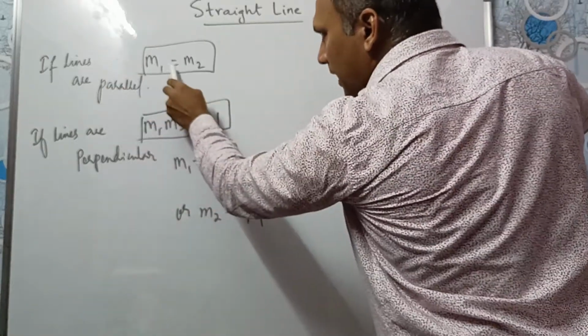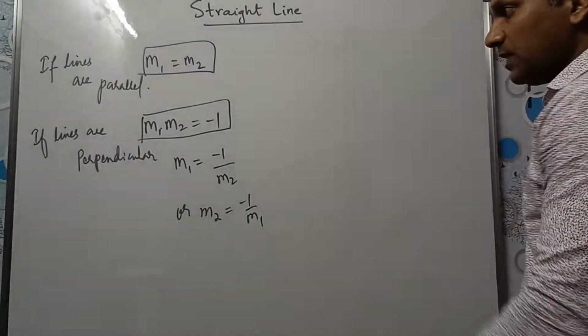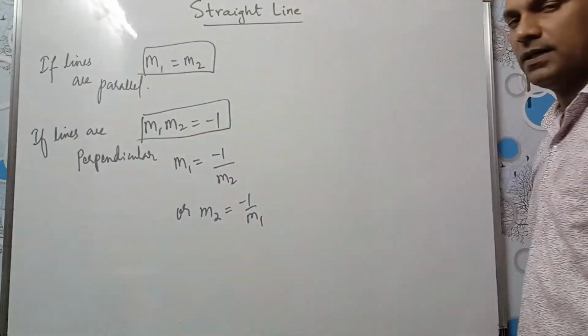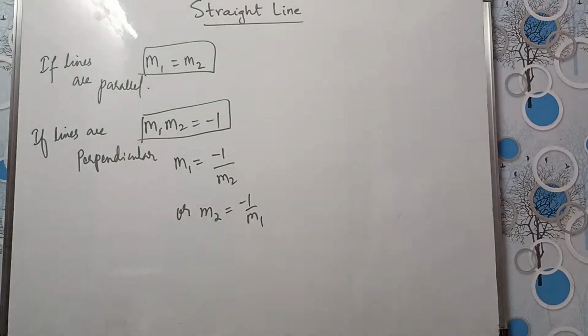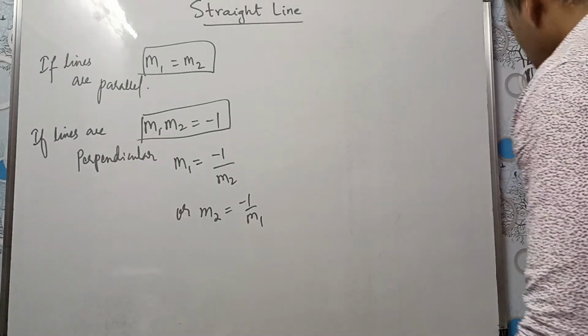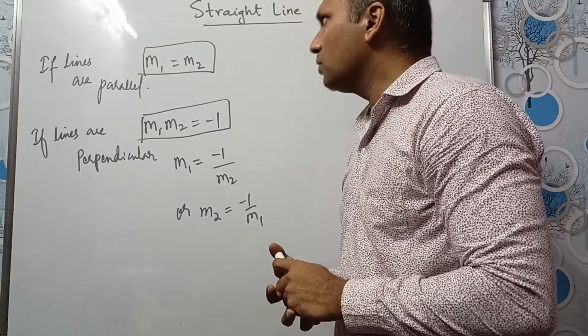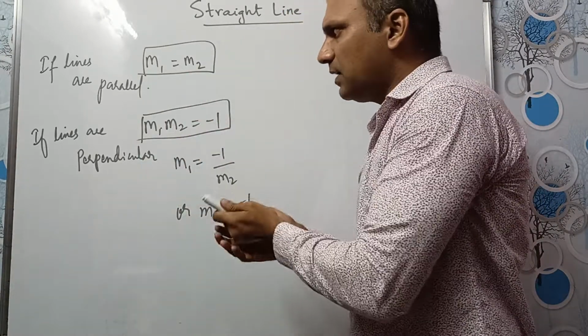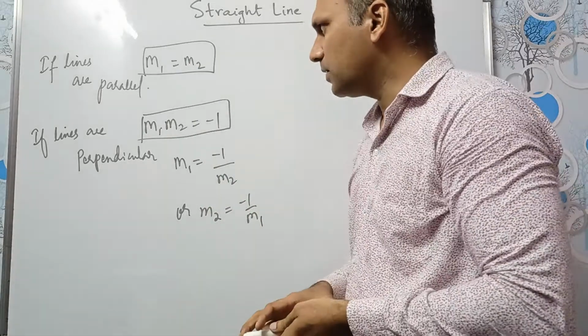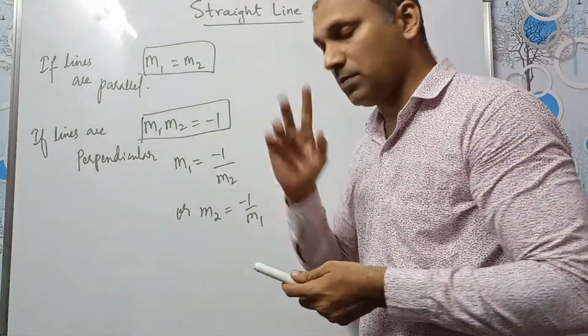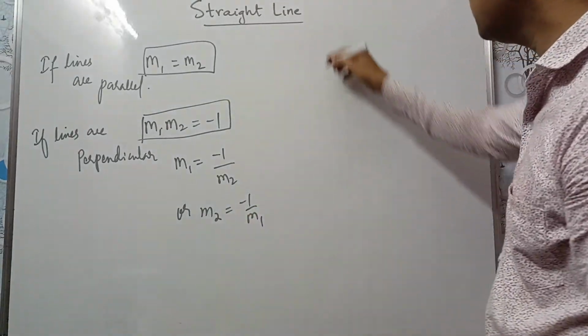If the lines are parallel, slopes will be equal. If the lines are perpendicular, the product of the slopes will be minus 1. I hope the basics of slope are clear: slope of a straight line, slope of parallel lines, slope of perpendicular lines. Now we'll solve a few problems. Before that I want to explain one more thing.